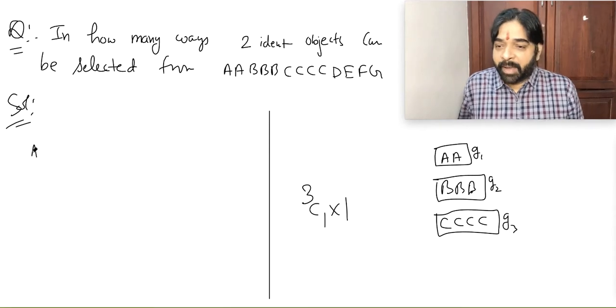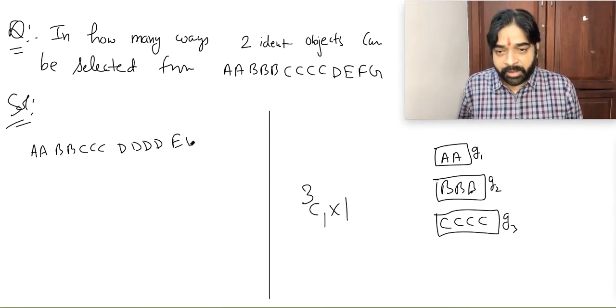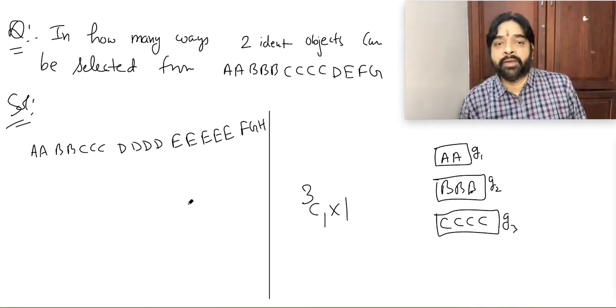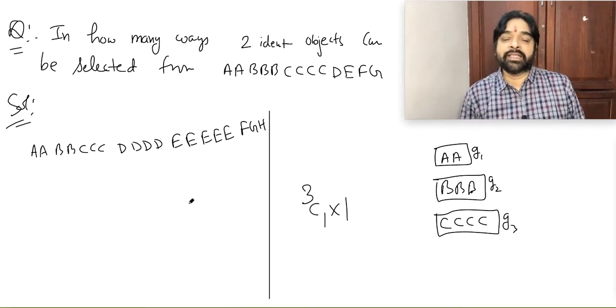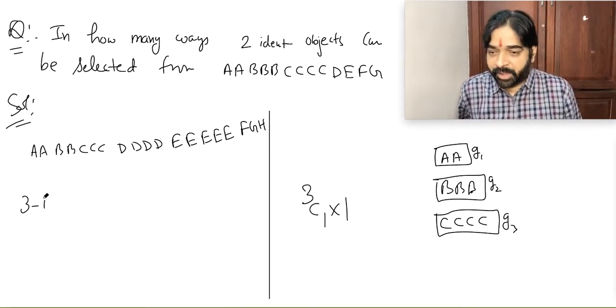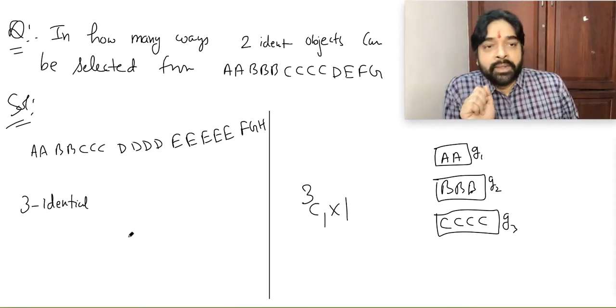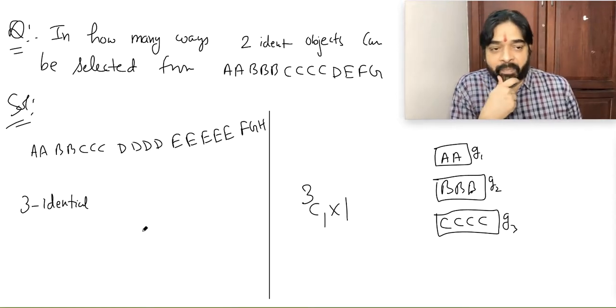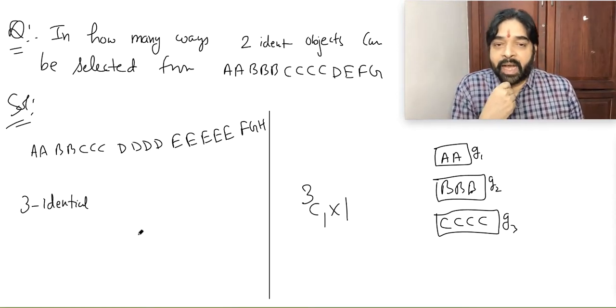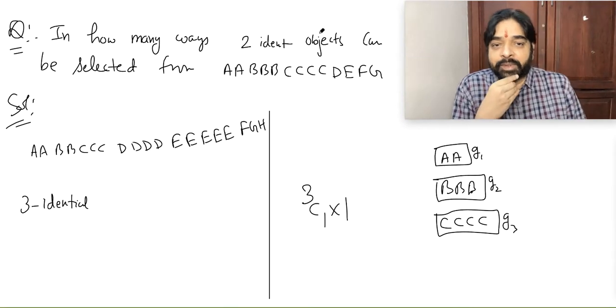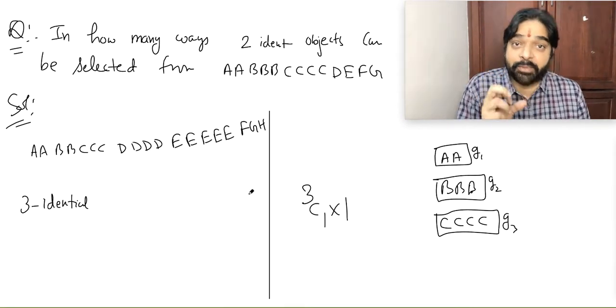Now, overall, everybody tell me, in this style you have to give me the answer. Suppose I'm having A, B, B, C, C, D, D, E, E, E, F, G, H. In how many ways can I select three identical objects? Three identical. Orally you can tell me. I want the answer in terms of NCR into something, in that style. Grouping style, you have to think.